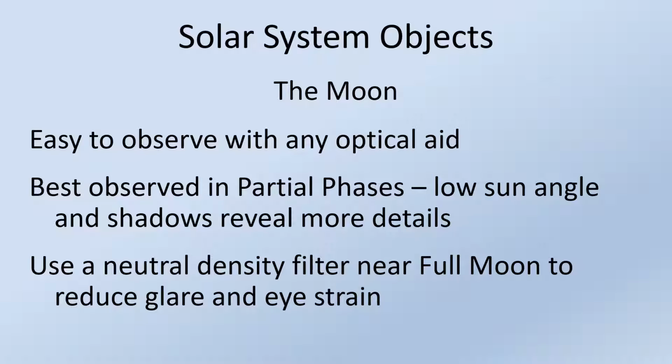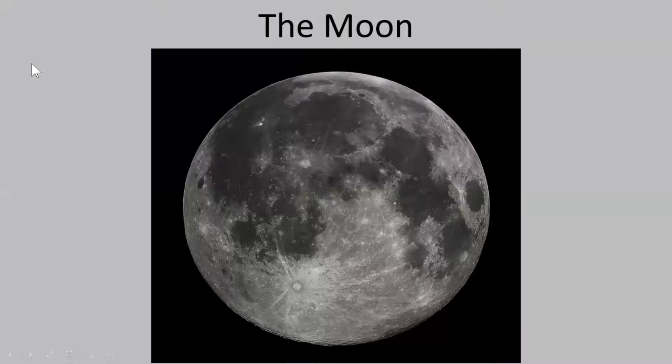And it's always best to use a neutral density filter near the full moon, because the full moon is so bright, it won't hurt your eye, but if you look at the full moon for a second and you look away, you'll see a big purple dot for a while until it fades away. So if you use a neutral density filter, it just cuts down on the total light intensity, and it makes it more comfortable. So as we move out, here's a picture of the full moon.